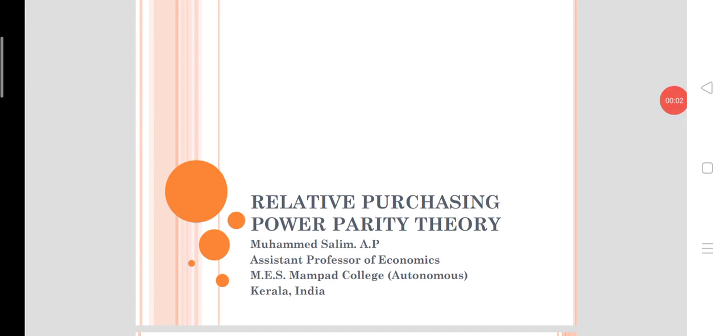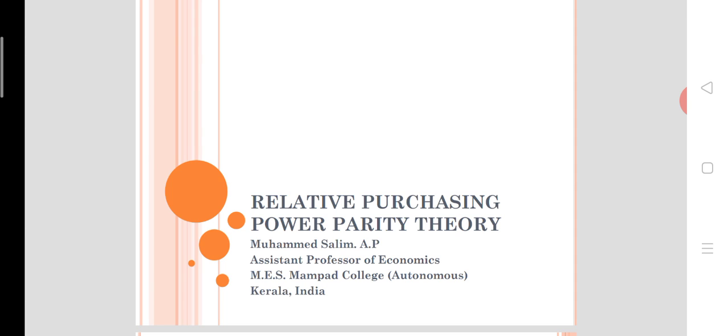Purchasing power parity theory of exchange rate determination has two versions. One is absolute purchasing power parity theory. The second one is relative purchasing power parity theory. Here today we are going to look at relative purchasing power parity theory.